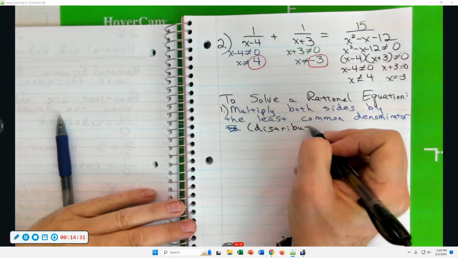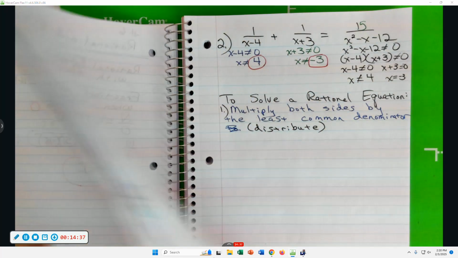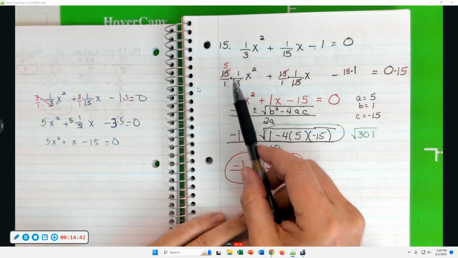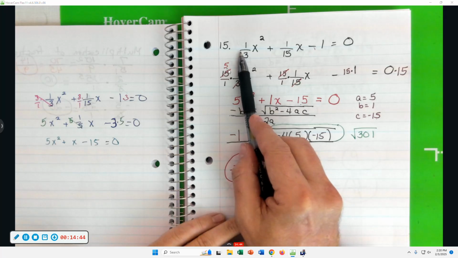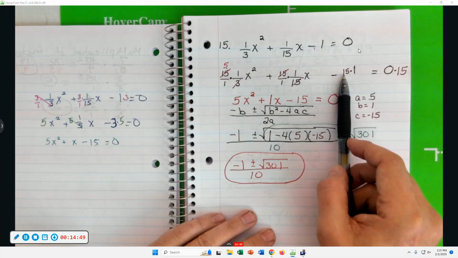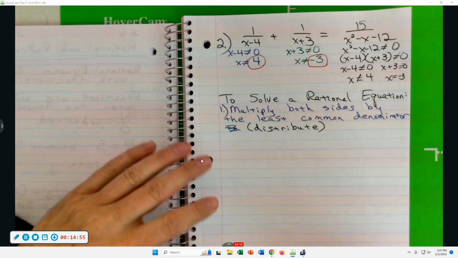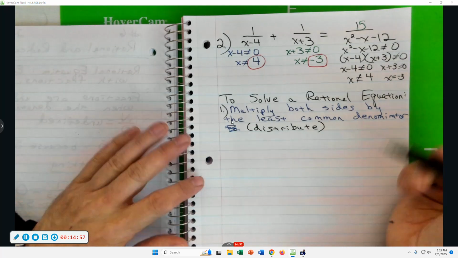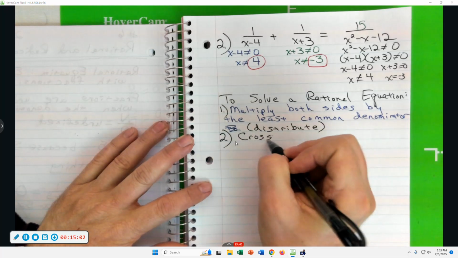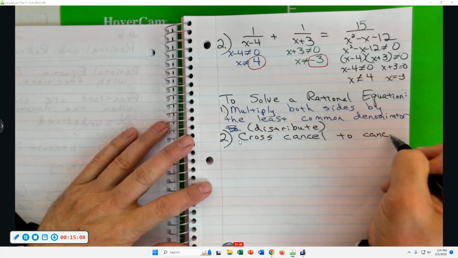Remember, you're going to have to distribute that least common denominator over every term. Look back at what we did over here. We didn't just multiply that first term by 15. You had to distribute, so you wound up multiplying all three terms by 15. Even 0 times 15 just stayed a 0. But we're going to first of all multiply both sides by the least common denominator. You'll cross cancel to cancel out every denominator.